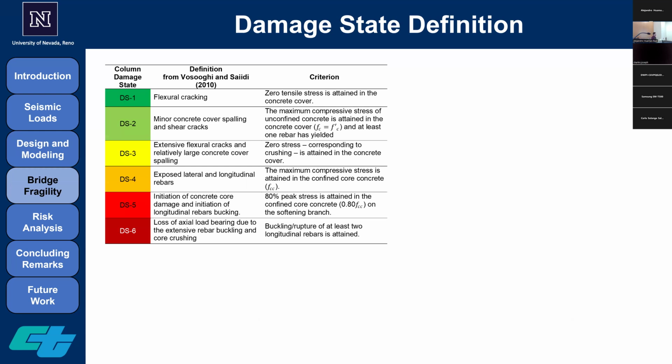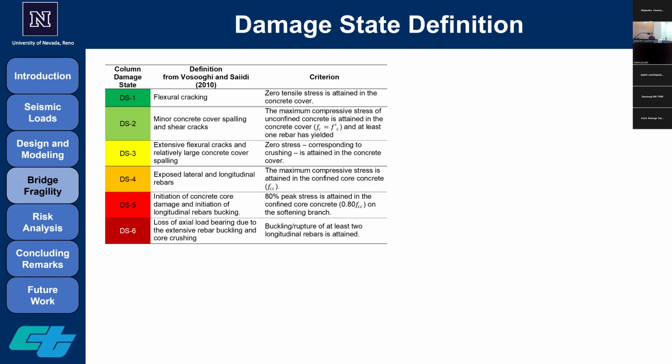DS1 and DS2 talk more about minor repairable damage, and DS3 and DS4 are more extensive damage. As we go toward DS5 and DS6, it's more toward the near-collapse experiences that the structure can be told. Also, I need to mention that these are qualitative damage states.